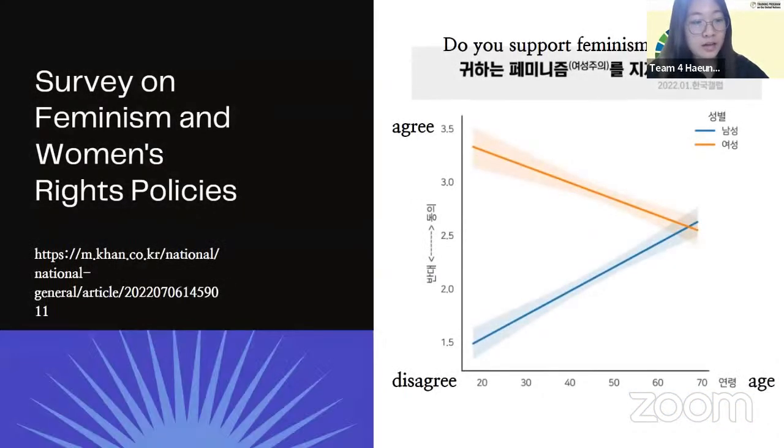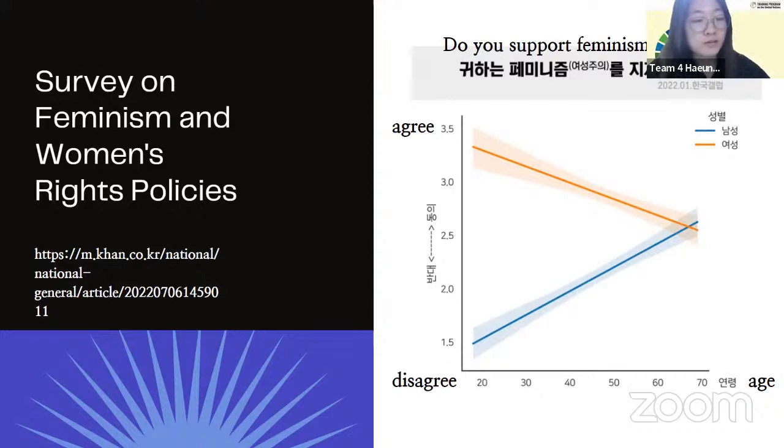We could take a look at a survey done this year on the topic of gender inequality and women's rights policies. The 3 questions of the survey were: first, do you support feminism? Second, do women experience more discrimination than men? And lastly, should policy supporting women be expanded?